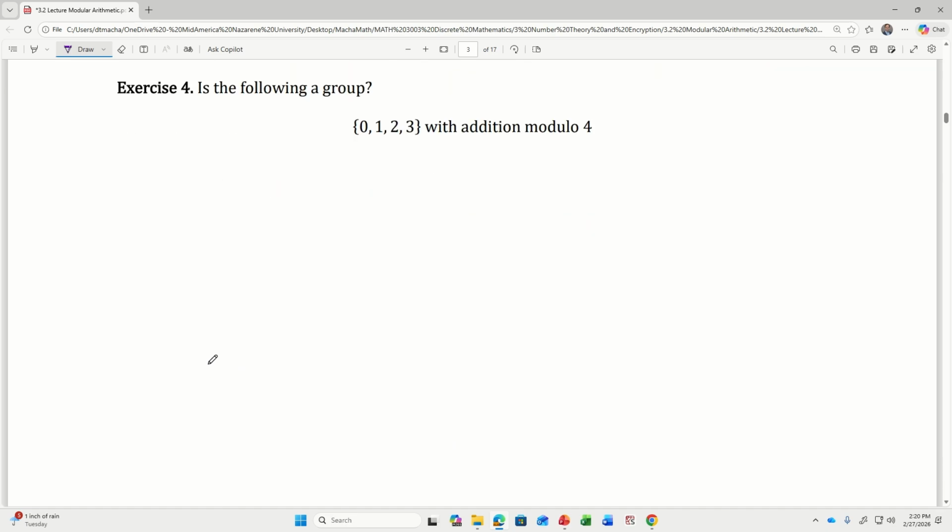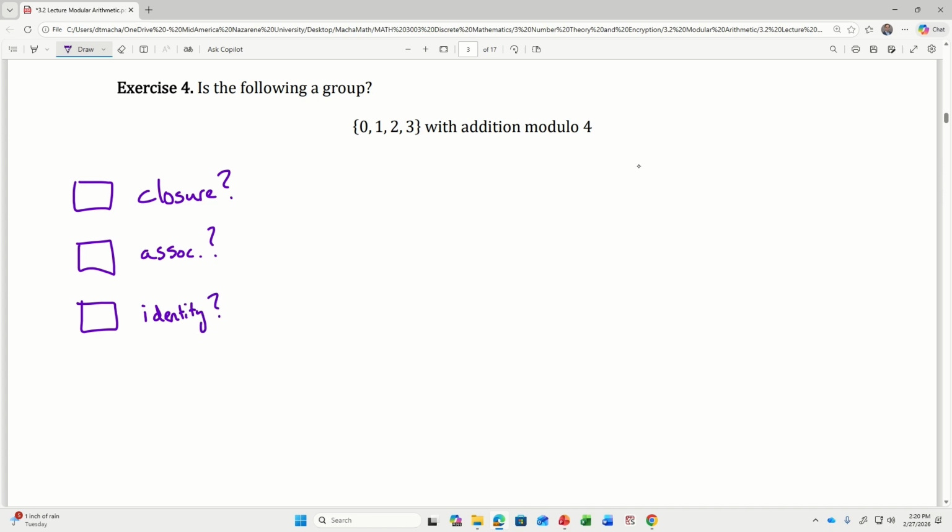Is the following a group? The set is 0, 1, 2, 3 with addition modulo 4. When you get a question like this, you have to come up with your checklist. Does it have closure? Does it have associativity? Does it have identity? Does it have an identity element? And does every single element have an inverse that brings it back to the identity?